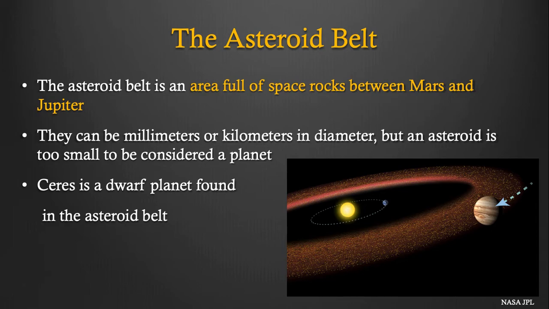The asteroid belt is an area full of space rocks between Mars and Jupiter. The space rocks can be millimeters or kilometers in diameter, so ranging from very small to very big. But an asteroid is too small to be considered a planet. There is one dwarf planet in the asteroid belt. It's called Ceres.